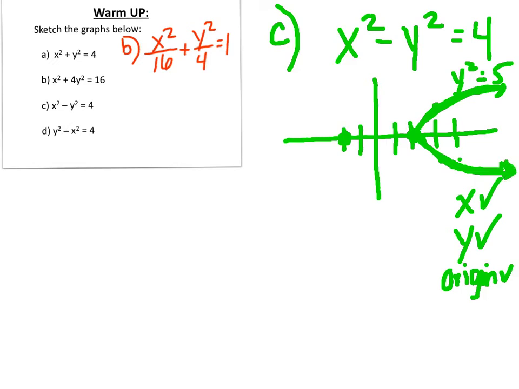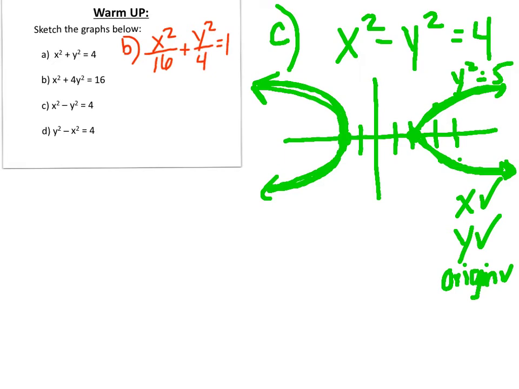Now, using our symmetry, this has x-axis symmetry, so that's good, but it also has y-axis symmetry, so we know that this graph is going to be reflected over the y-axis, and so here is the sketch of a hyperbola. Ideally, those should look identical, right? For symmetry.